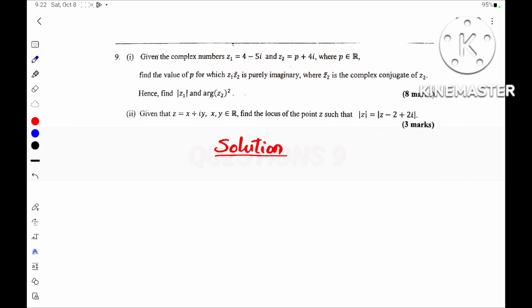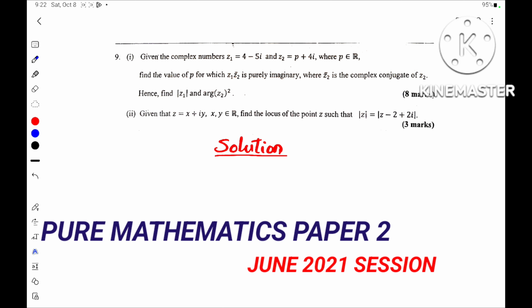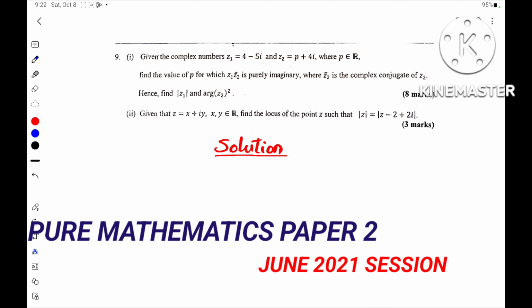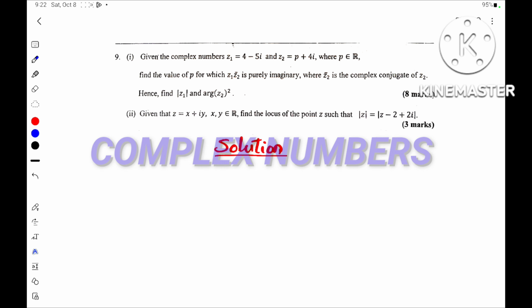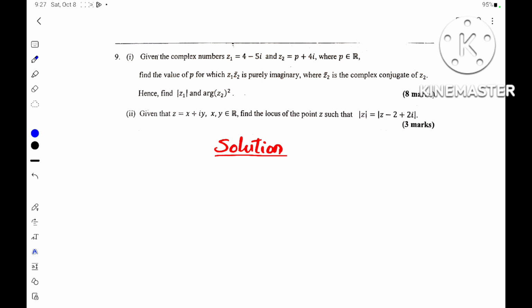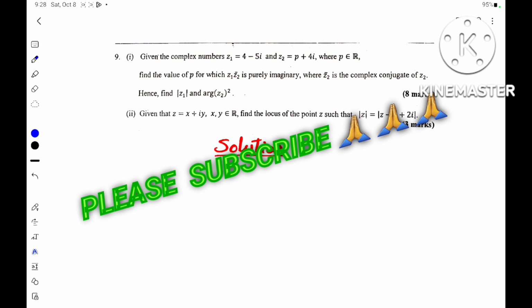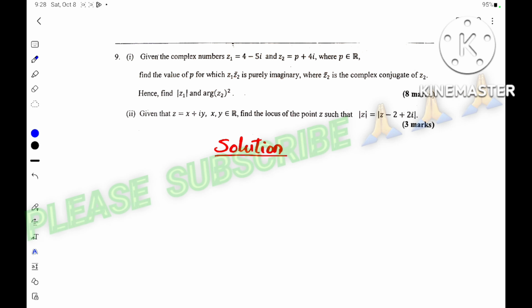Today we are answering question 9 of Pure Mathematics Paper 2, June 2021 session. This question is on complex numbers. The first part of the question reads: given the complex number z1 equal to 4 minus 5i, and z2 equal to p plus 4i, where p is a real number, find the value of p for which z1 times z2 bar is purely imaginary, where z2 bar is defined to be the conjugate of z2.